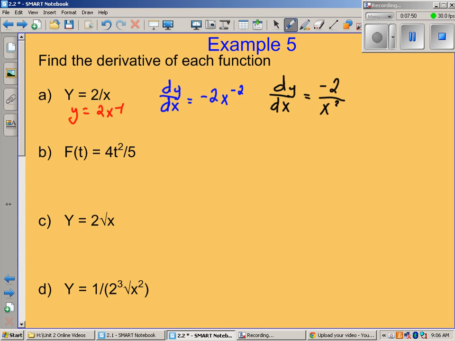And you'll start seeing some patterns as you do these, if you do these more often. This guy, I can rewrite it as f of t equals, and probably 4/5 t squared.